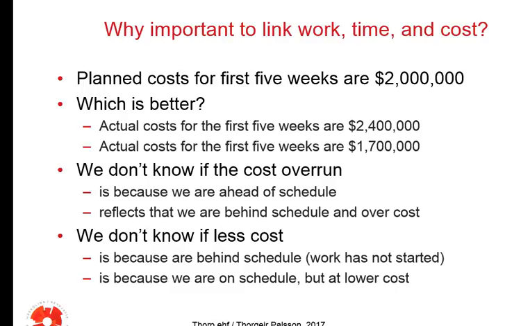We don't know if there is a cost overrun. Is the cost overrun because we are ahead of schedule? Is the reason we have 2.4 because we have been doing so well? We are actually ahead of schedule, and we have spent more money than we were supposed to because we are ahead of schedule. Is that the reason? Or does it reflect that we are behind schedule and over cost? We don't know exactly what it is. Is it because we are behind schedule or because some work hasn't started? What kind of information tool could actually answer this question?